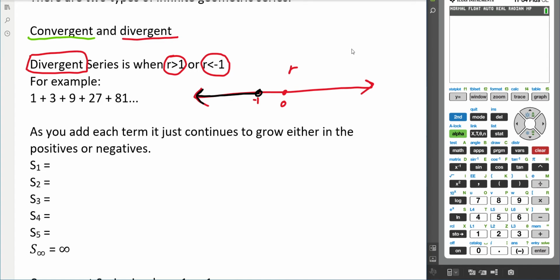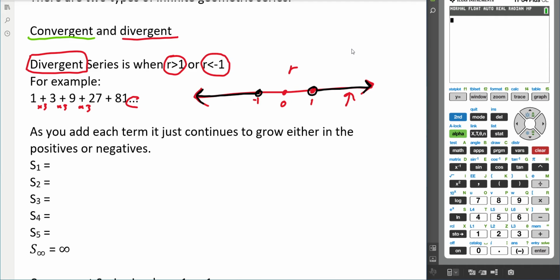Over here we have positive 1. Anything past that point, but not including that point, is going to be a problem. So it's just the stuff in between that will be convergent. We'll look at it in a second. For example, we have this divergent series, times 3, times 3, times 3. The value is 3, so it's somewhere over here.